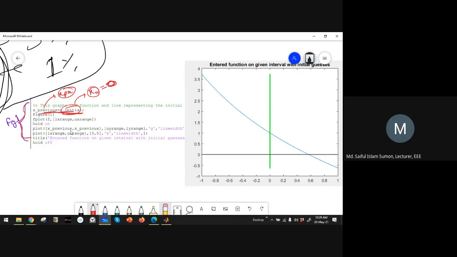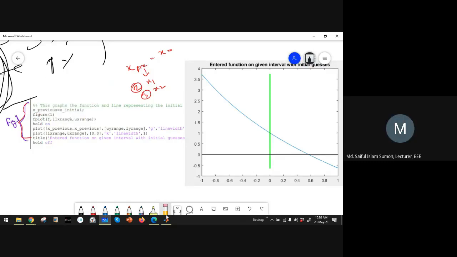So at the very beginning, x previous will be x0. But for all the other steps, my x previous will be different: x1 for the second iteration, x2 for the third iteration. Are you okay? Yes. So for the very beginning, my x previous will be x initial. That means 0. That has been written here.